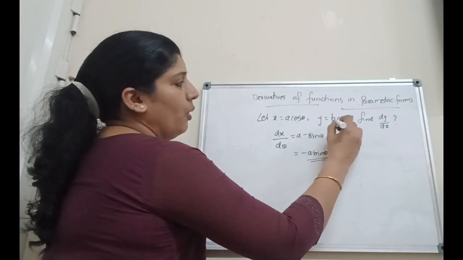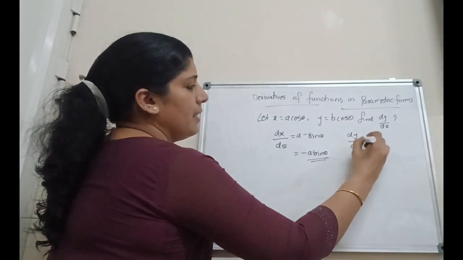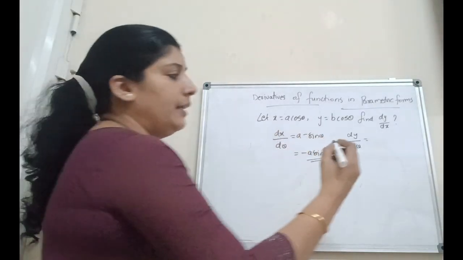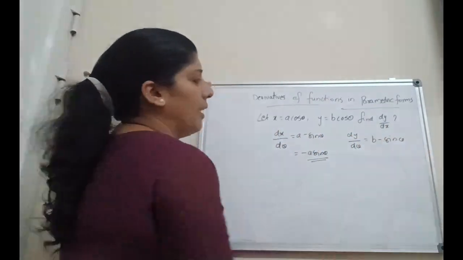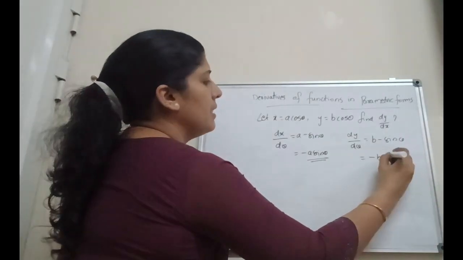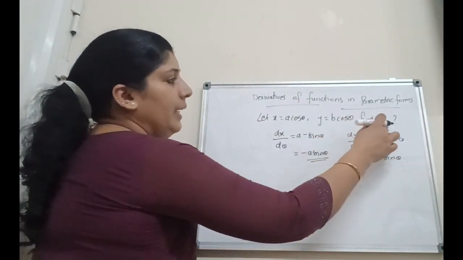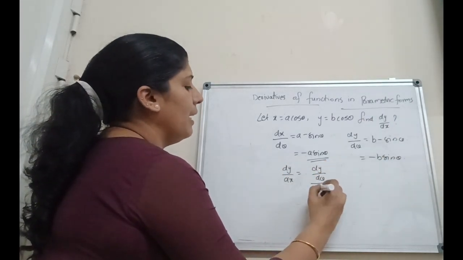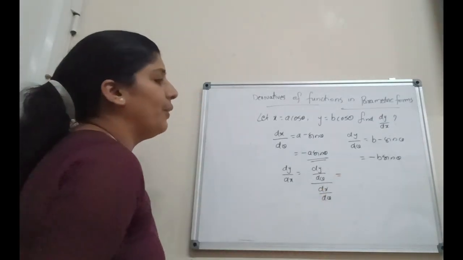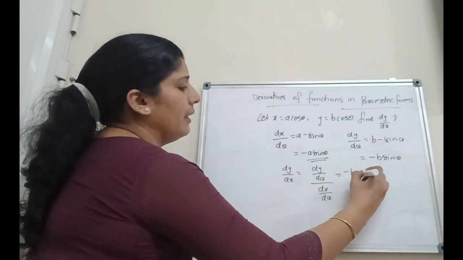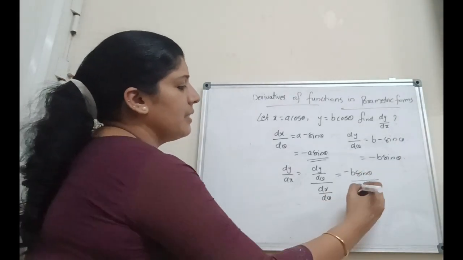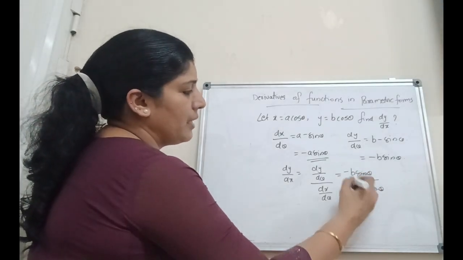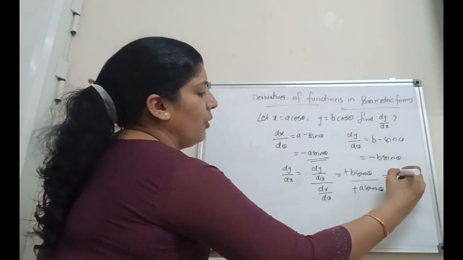Next, we can consider y equal to b cos theta. Therefore, dy by d theta is equal to what? B into d by d theta of cos theta. Derivative of cos theta is minus sine theta. That is b into minus sine theta, equal to minus b sine theta. Next, we can find out dy by dx. Dy by dx can be written as dy by d theta divided by dx by d theta. That is minus b sine theta divided by minus a sine theta. Now sine theta cancels, then minus minus cancels. That implies dy by dx equal to b by a.